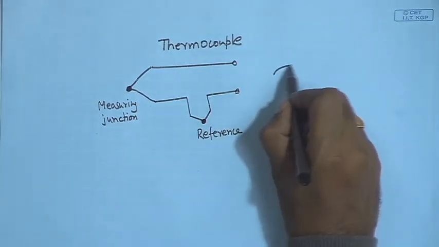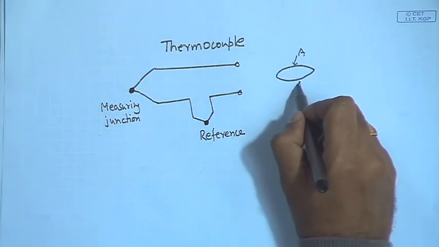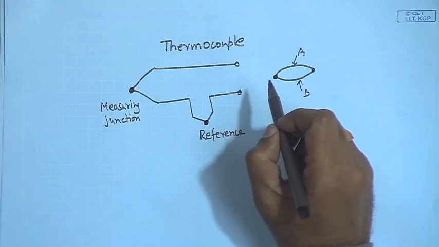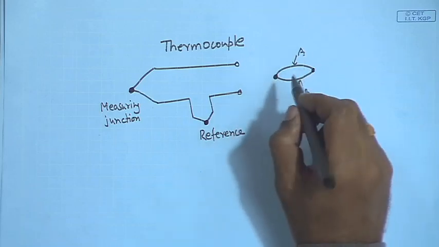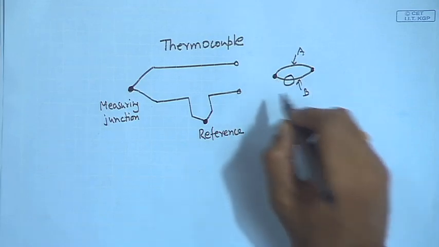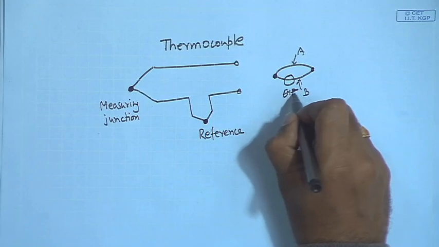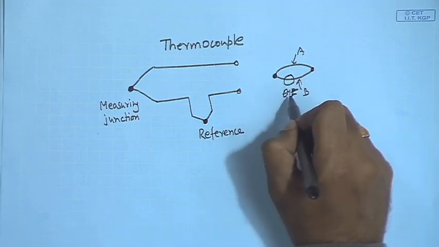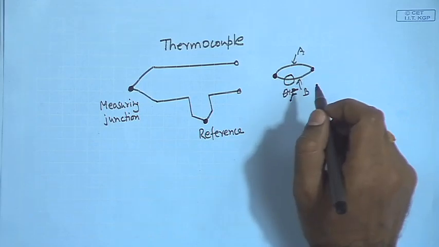So, if you take two dissimilar metals, let us say metal A and metal B, and form two junctions, if you keep these two junctions at two different temperatures, then EMF is produced. And this EMF depends on the difference between these two junction temperatures.